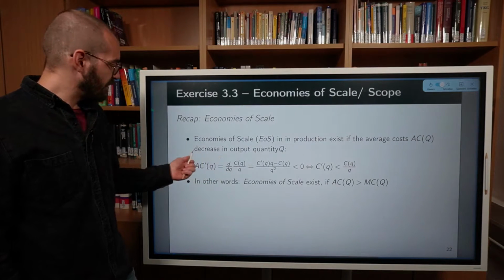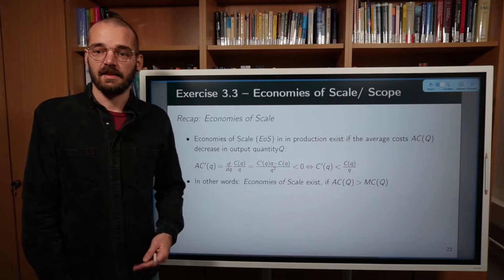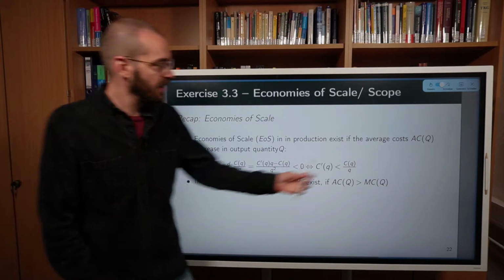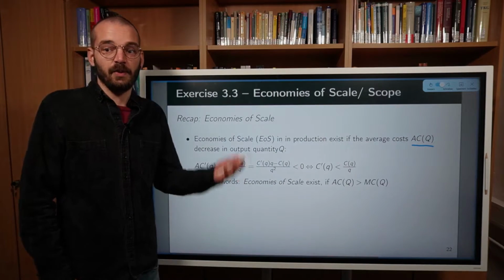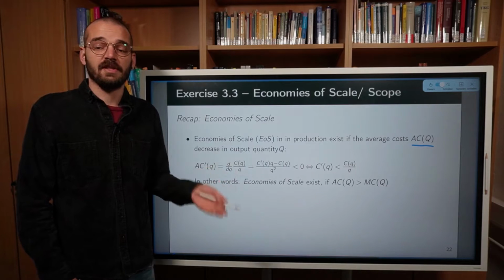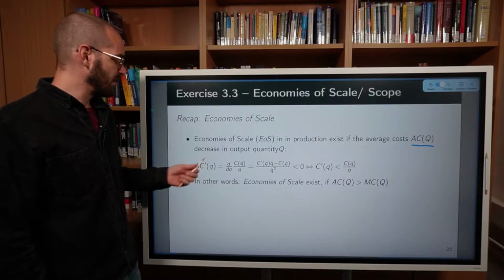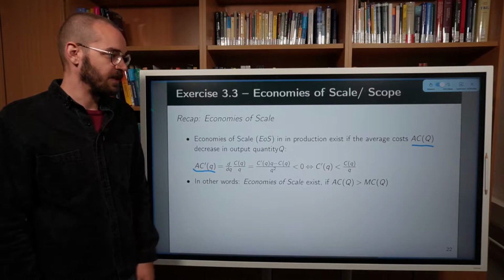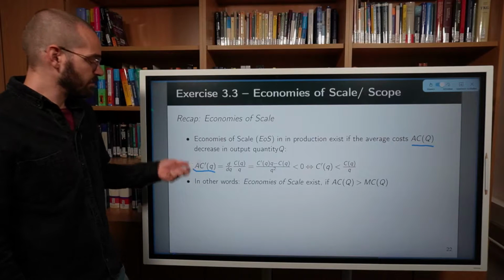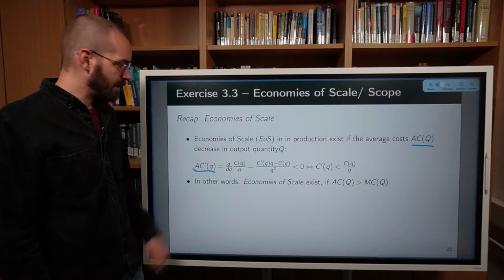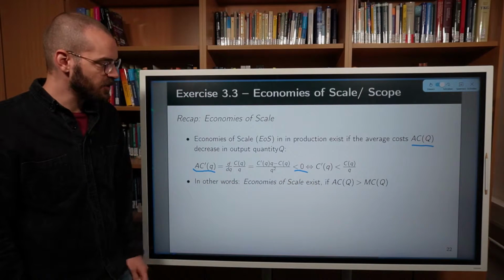So how do we find out whether or not we are in a situation where this is the case? Well, we can simply have a look at the first derivative of the average cost function, of course. Because we are literally asking, is the average cost function decreasing? Which is equivalent to asking, is the first derivative of the average cost function negative? Okay, so let's calculate the first derivative of this average cost function and have a look at whether or not it is smaller than 0.